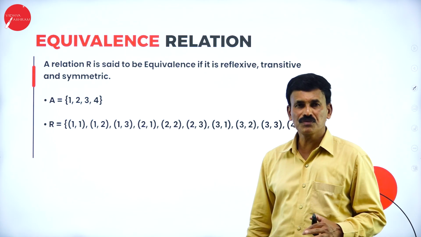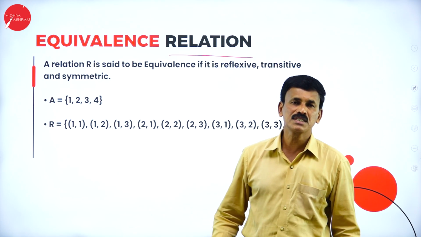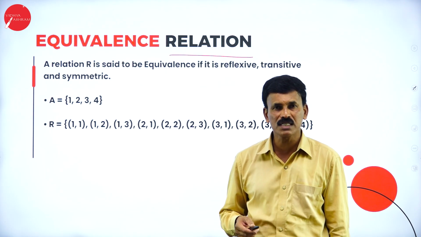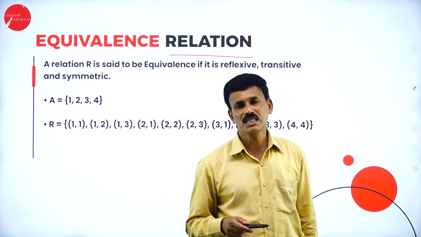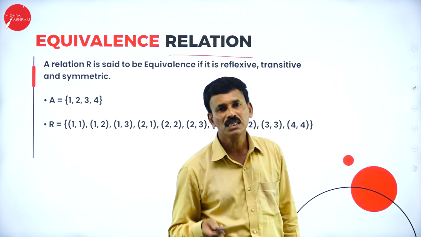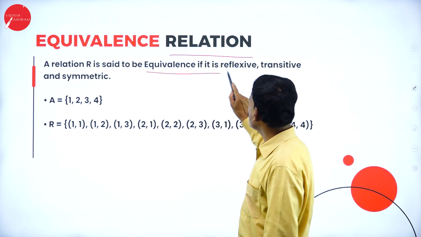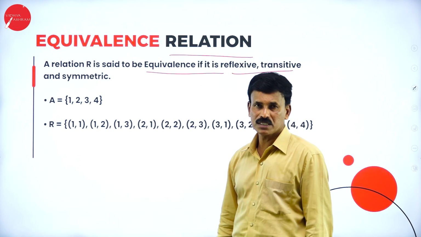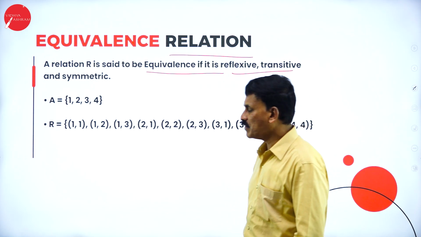Now, let us come to a very important concept, equivalence relation. A relation R on a set is called an equivalence relation if it is reflexive, symmetric and transitive. If it satisfies all the three properties, reflexive, symmetric and transitive, then such a relation is called an equivalence relation. A relation is said to be an equivalence relation if and only if it is reflexive, symmetric and transitive.